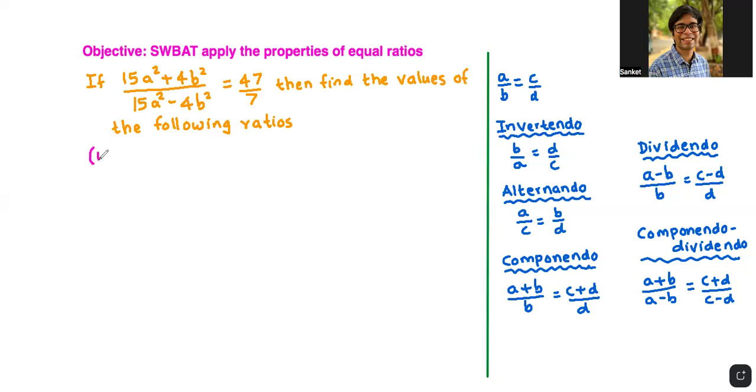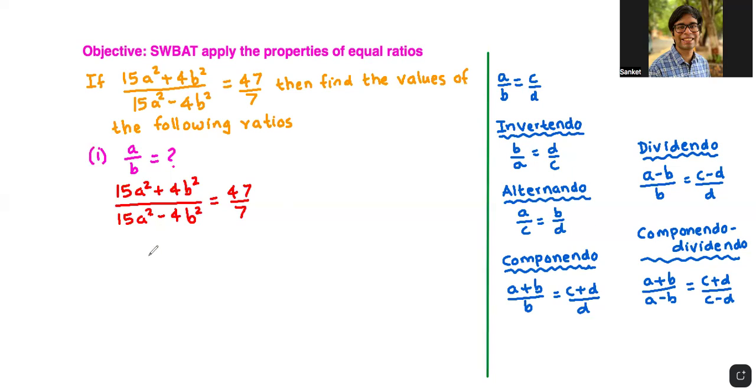So the first thing we need to find is a upon b equal to question mark. So this is given to us. I need to find a upon b. So I'm going to start with the equal ratios that are given to me: (15a² + 4b²) upon (15a² − 4b²) is equal to 47 upon 7.